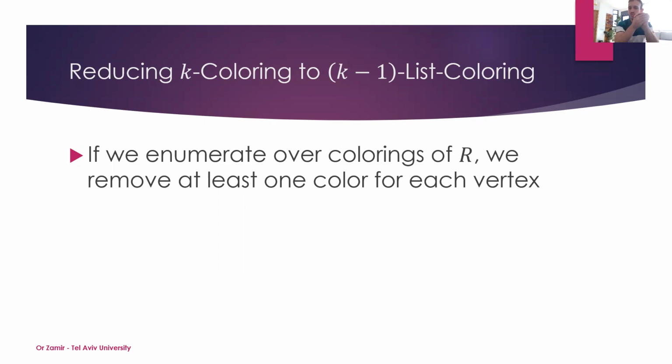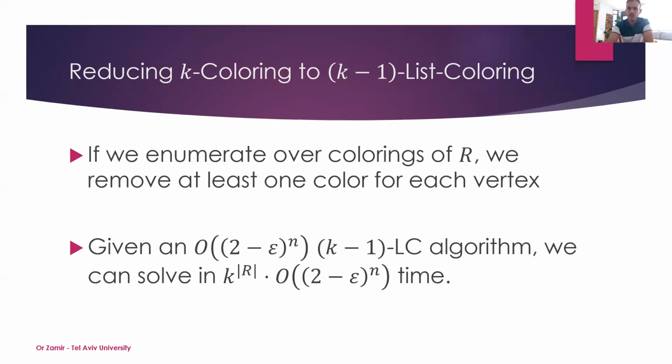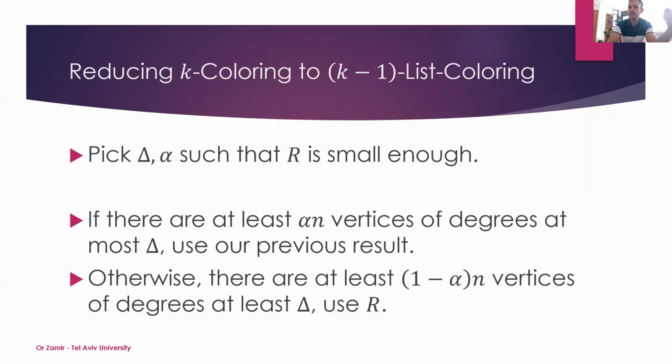So if I manage to find a small dominating set, I can pay a bit for enumerating over the colors of the vertices in the small dominating set, and then my problem is reduced to the problem of k minus 1 list coloring. So if I could solve k minus 1 list coloring exponentially faster than 2 to the n, then in that case, I could also solve k coloring faster than 2 to the n. And now the thing that is left to notice is that in the other case, our general result solves the problem itself. What do I mean by that?